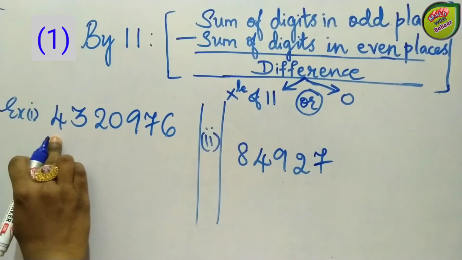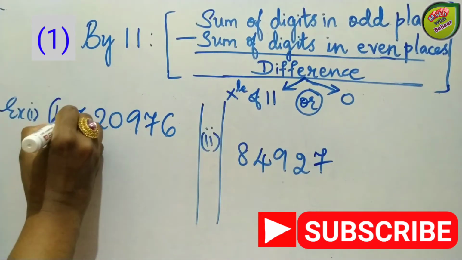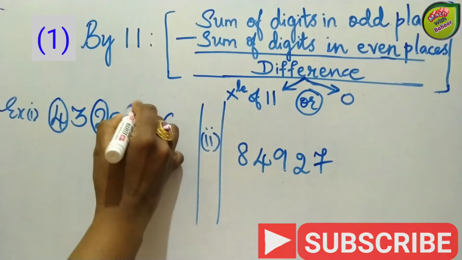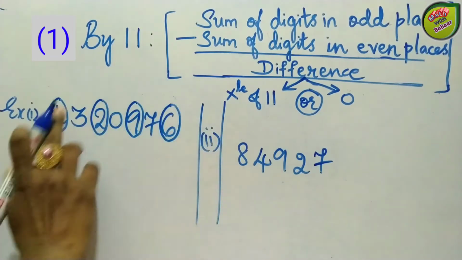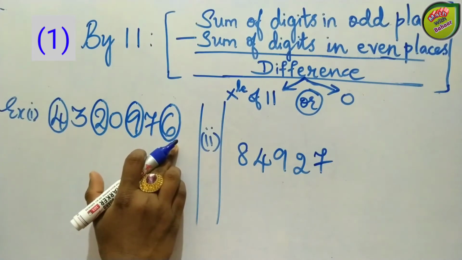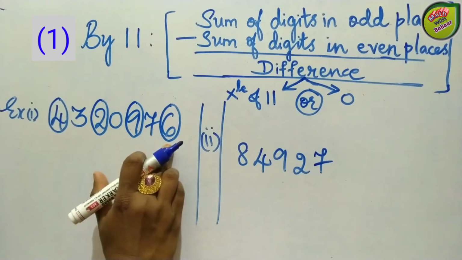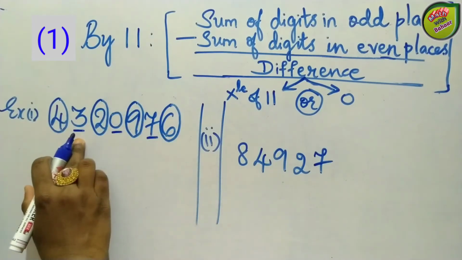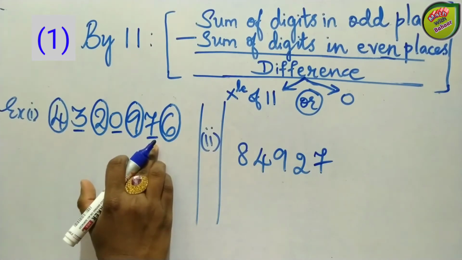So here I have taken an example as 43,20,976. First let us circle the alternate digits. Circle the first digit, leave the second one, circle the third digit, leave the fourth one, circle the fifth digit, leave the sixth one, and circle the seventh digit. The ones which I have circled are in odd places, that is, this is in first position, this is in third position, this is in fifth position, and this is in seventh position. The remaining numbers which I have underlined are in even places. This is in second position, this is in fourth position, and this is in sixth position.